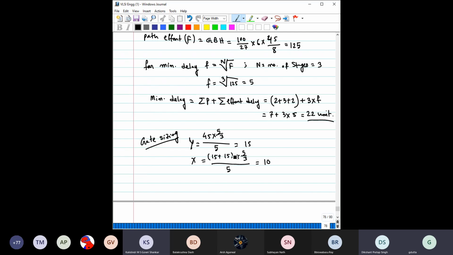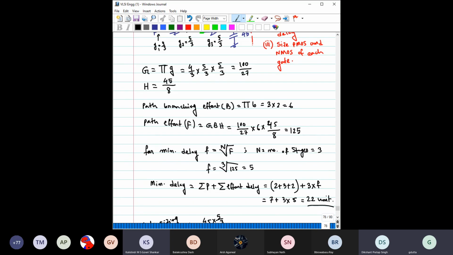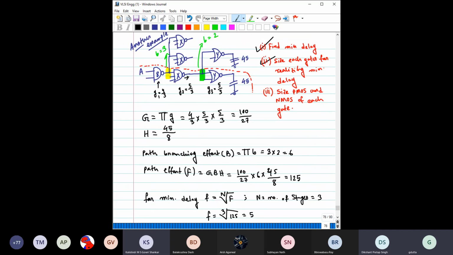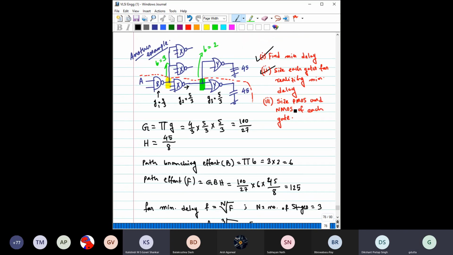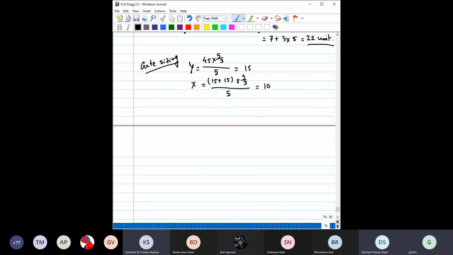Now after that, it is again straightforward. This is also done. Now find the PMOS and NMOS of each transistor. Can you not find? Now you know the value of Y. You have to write the PMOS ratio for the 2 input NOR gate, and from there you have to find. So let us do only one, but we will not do all of these. This is homework.